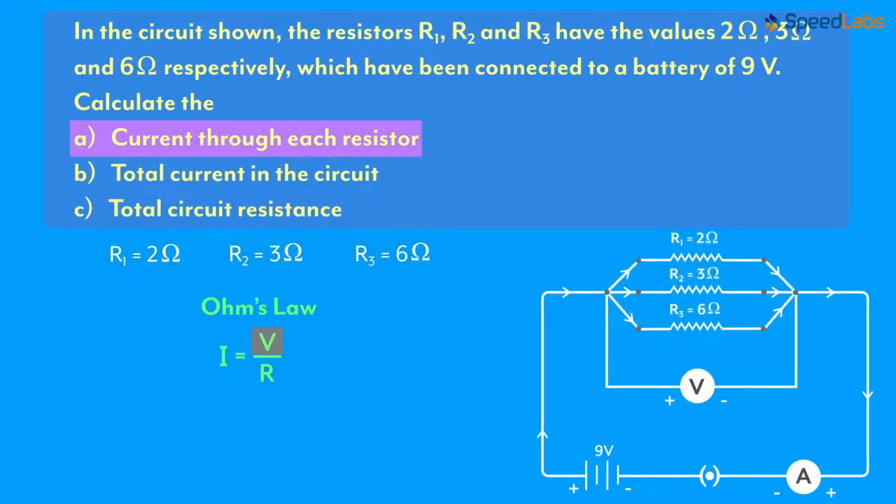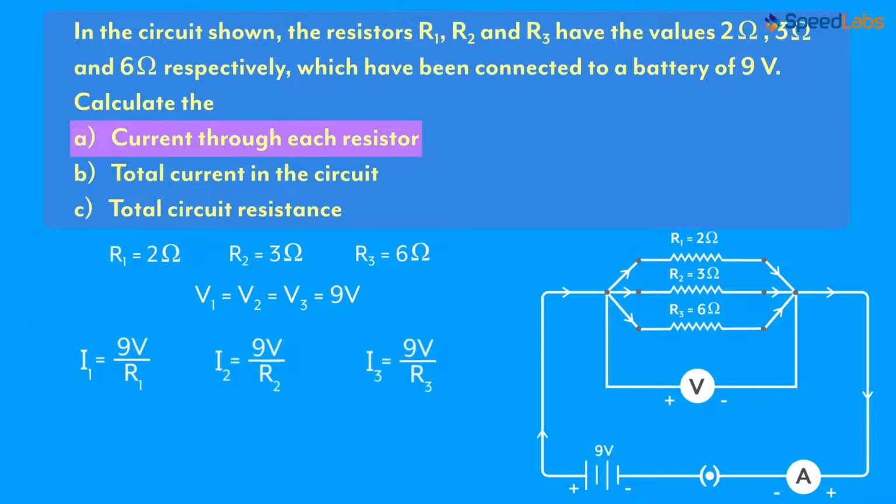What about the voltage across each of them? As they share the same 2 points, the potential difference across each of them will be the same. It will be the same as the potential difference across the battery, which is 9 volts. Let the current flowing through the resistors be I1, I2 and I3. Can you try substituting the values of the resistances to get the current across each resistor?